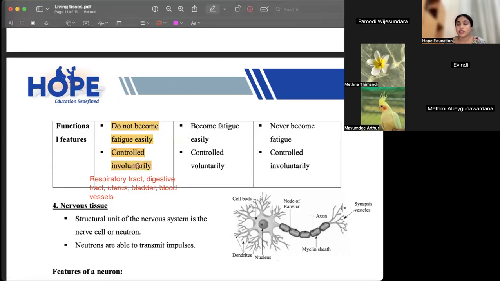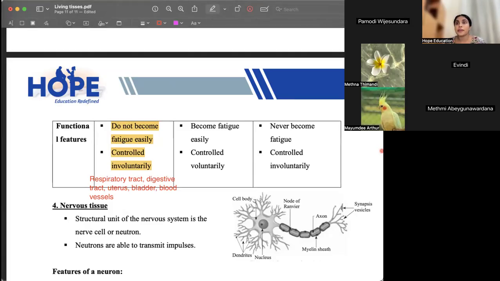Control involuntarily. Can you control how your digestive tract works? No, you can't. You cannot control how your bladder works, or how the smooth muscles contract and relax. Uterus, and in places inside the body made of smooth muscles, you can't really control. That is, therefore, we say they are controlled involuntarily.